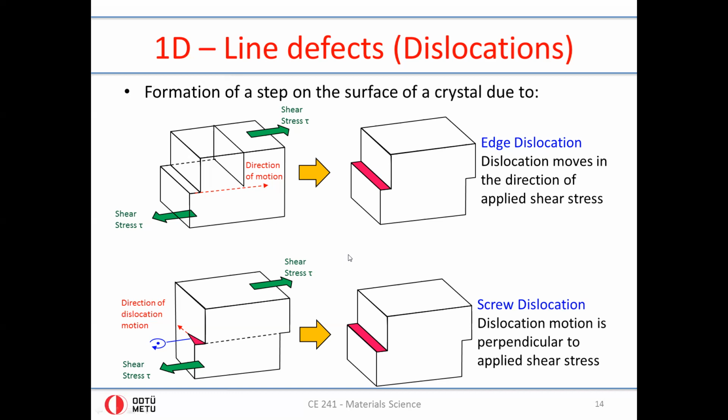So here, what you should understand is that these dislocations are what allows atoms to move relative to each other in, let's say, one dimension, or as lines of atoms.